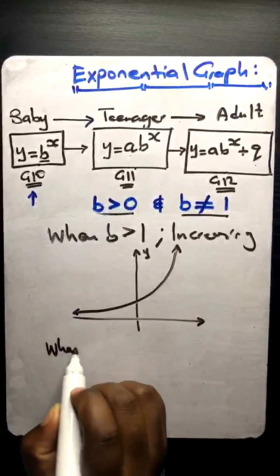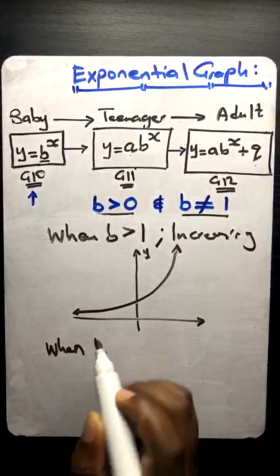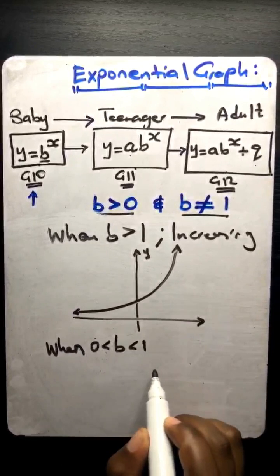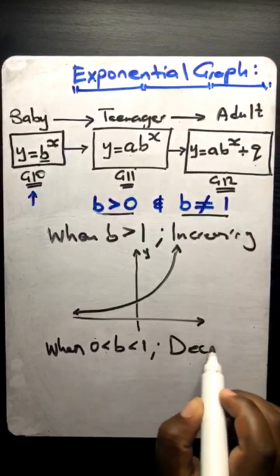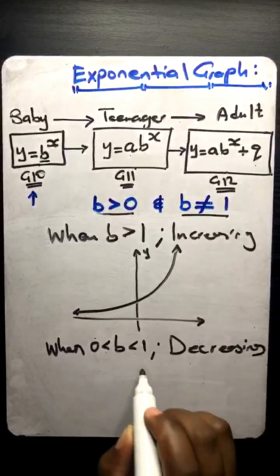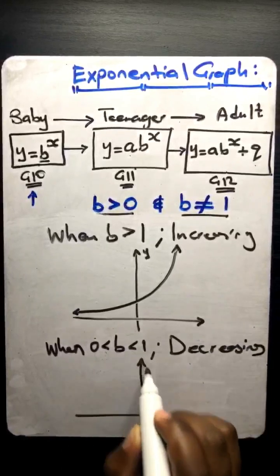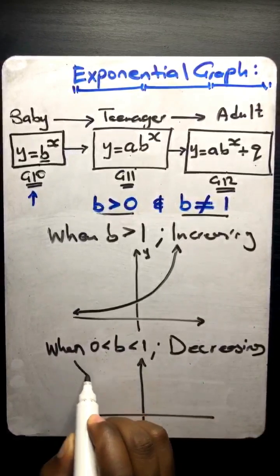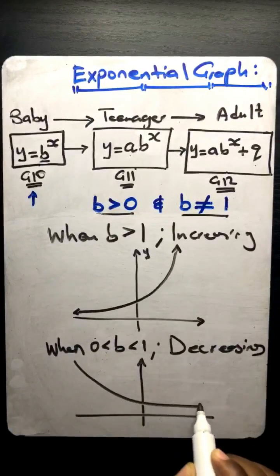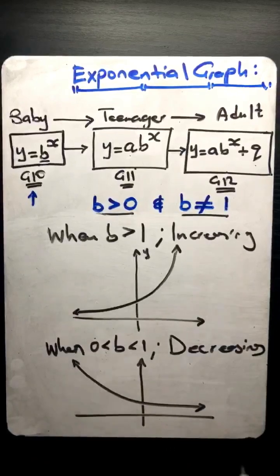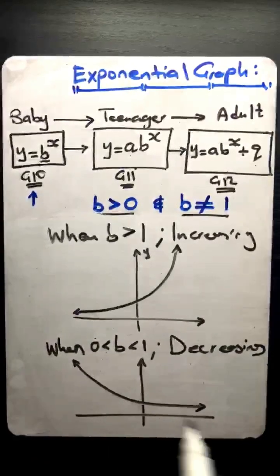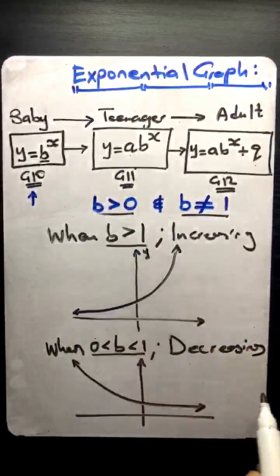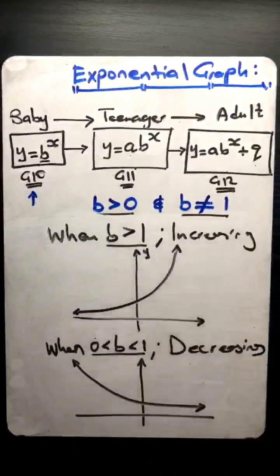Then you say when b is between, this is how you write between, 0 and 1, therefore we are having a decreasing function. How does a decreasing function look like? Can you see, you start drawing from left to right, so can you see that it's actually decreasing. This is the shape of a function where b is between 0 and 1. And if your b is greater than 1, that's when you have an increasing function.